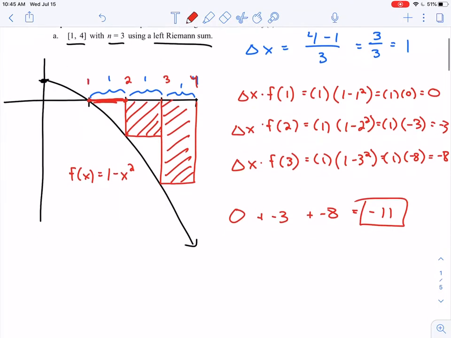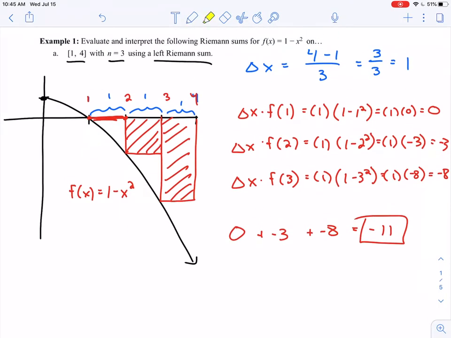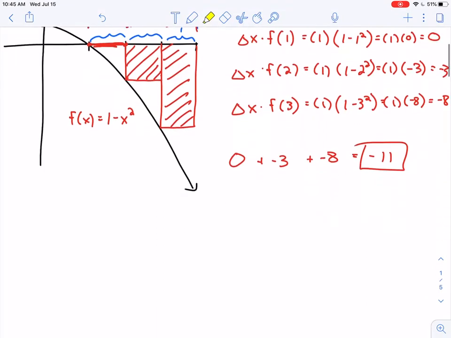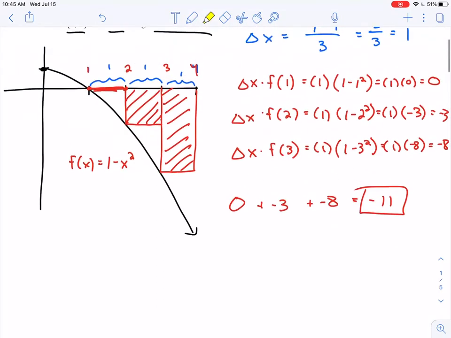So this is the value of my Riemann sum. You might be saying, well, hold on there, Mr. H. Why is it okay that we ended up with a negative value? What's going on there? Well, the reason that this is happening is because these rectangles that we drew fall below the x-axis. That's why I ended up with a negative value.